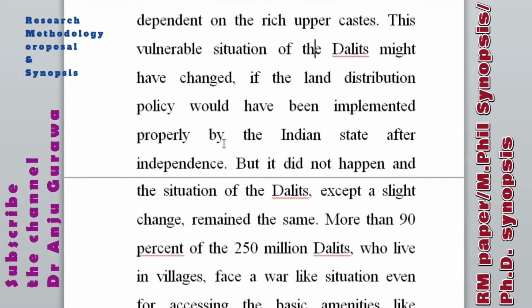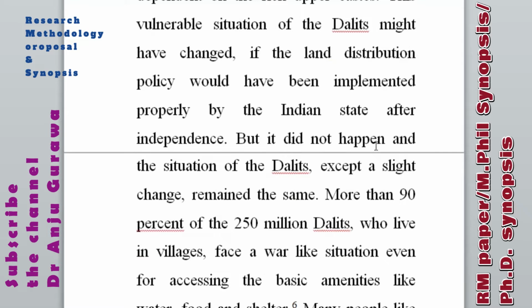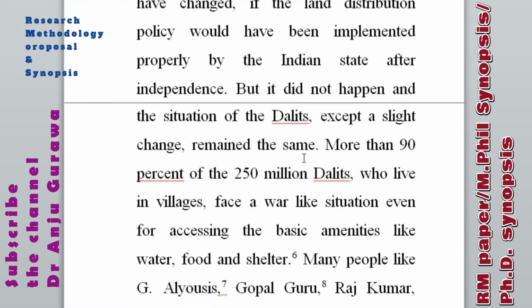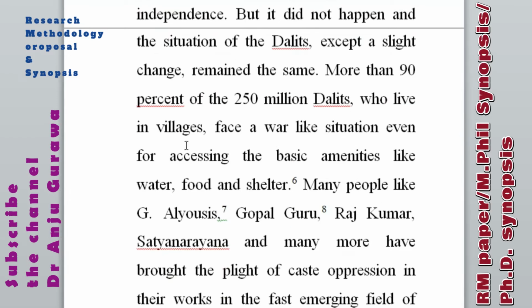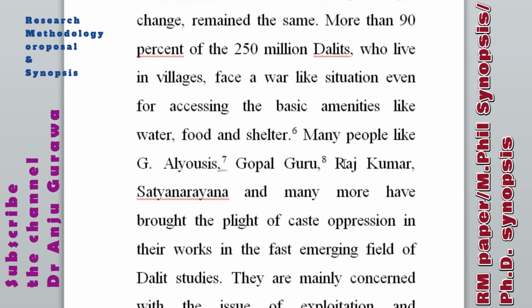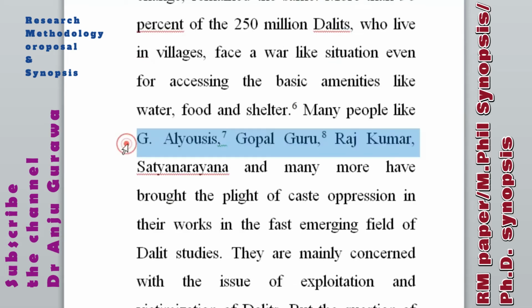Most of the Dalits are landless laborers and hence, for their survival, are made to depend on the rich upper caste. This vulnerable situation of the Dalits might have changed if the land distribution policy had been implemented properly by the Indian state after independence. But it did not happen. The situation of Dalits, except for a slight change, remains the same.